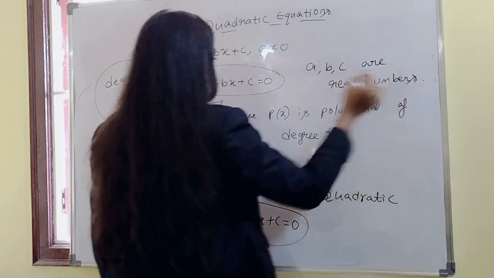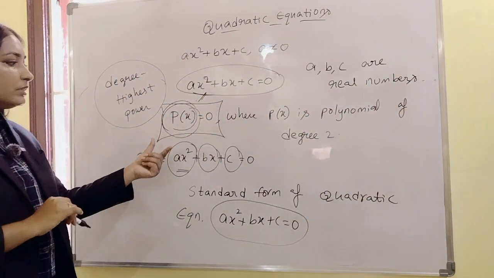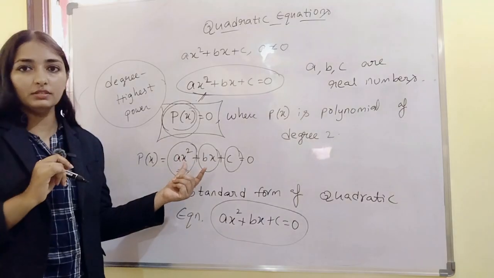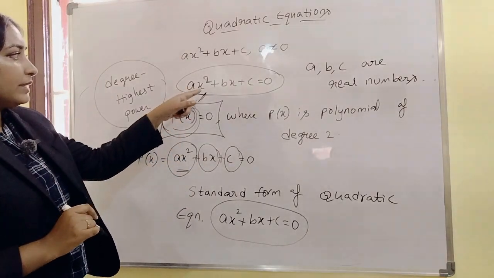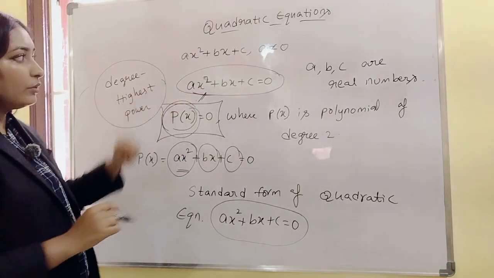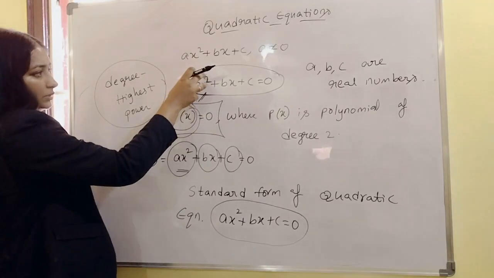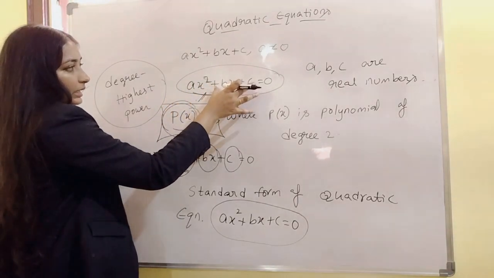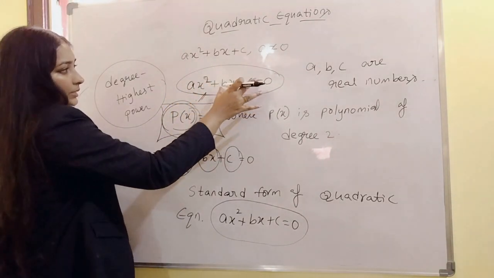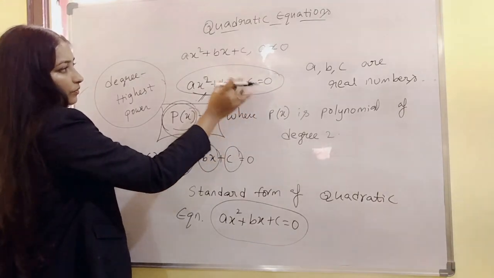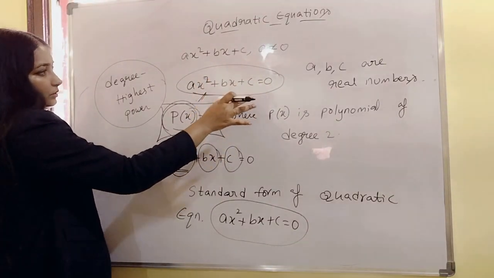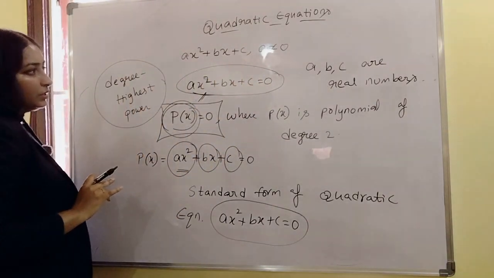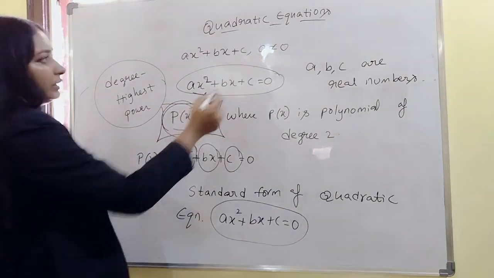Tell me what is the condition to become a quadratic equation. A shouldn't be 0. The x square coefficient shouldn't be 0. If it comes to 0, it becomes a linear polynomial. Is it clear? So when we equate it to 0, it becomes a linear equation. That's why I'm writing this here.